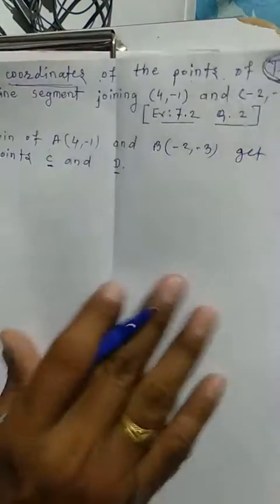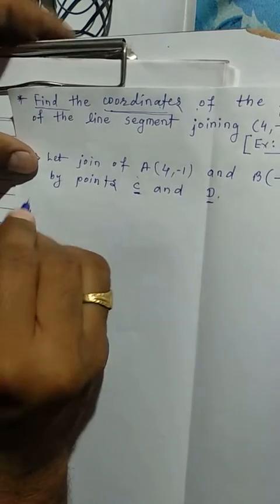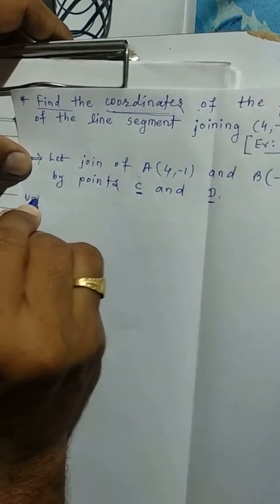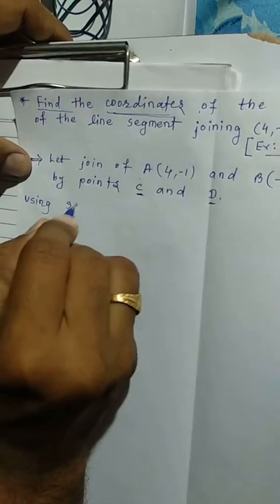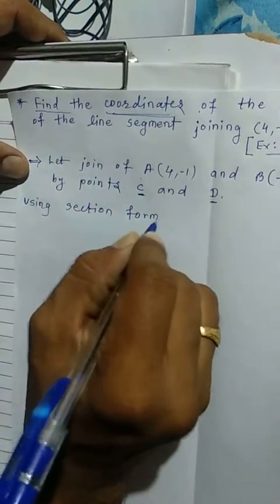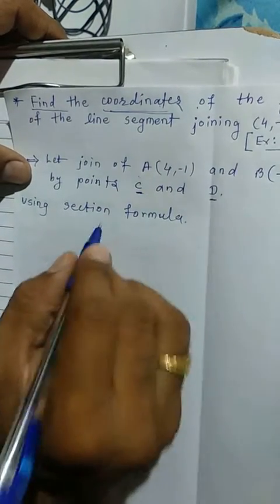To find those coordinates, what will I do? Now I will write here, I will write using the section formula. Using which formula? Section formula. Already we have seen this formula. So what is the section formula? The section formula for x and y.